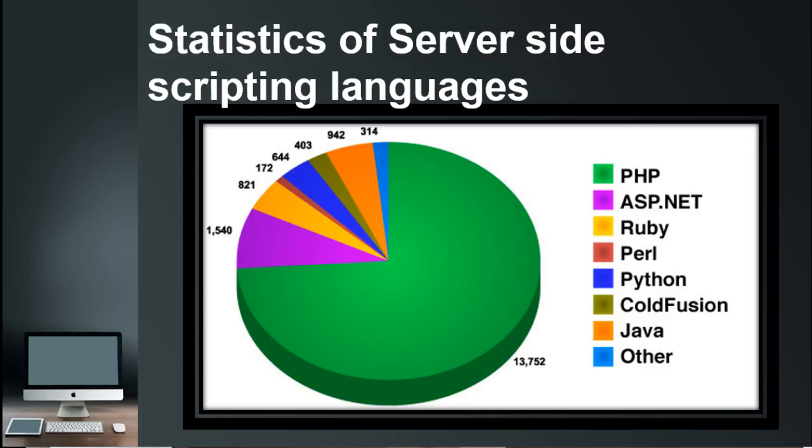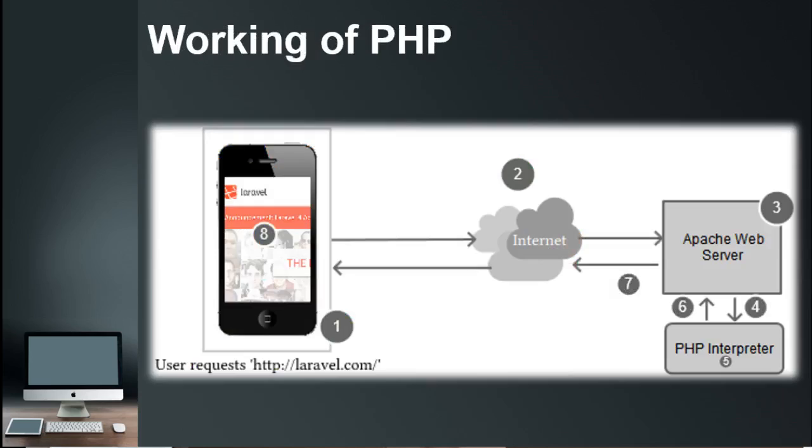There are many other server-side scripting languages, out of which the widely used one is PHP. So we have seen various server-side programming languages and the worldwide usage statistics so far. PHP scripting language can be executed via an interpreter. What is an interpreter? An interpreter is nothing but a translator. Here you can see the working of PHP.